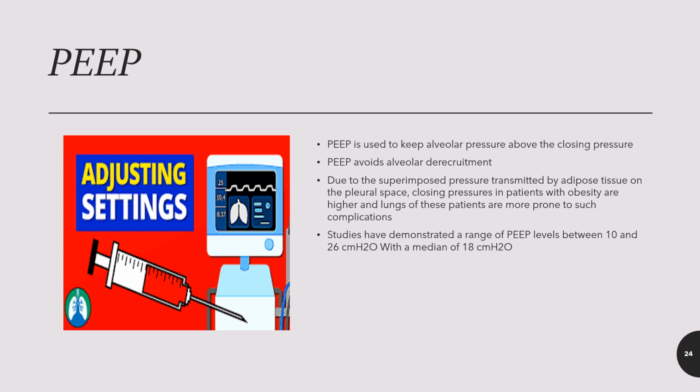So PEEP is very useful. A lot of times, if you treat an obese patient with the normal PEEP levels you would use for a normal patient, you're not going to get the results you want, and you'll probably have a little hypoxemia, and that's not the best thing for the patient.